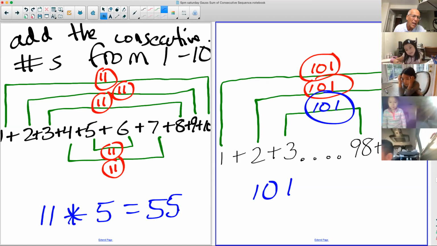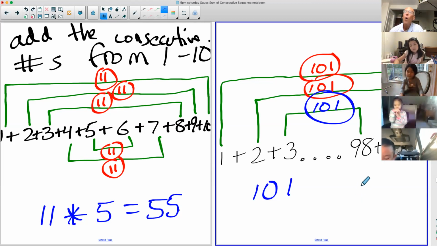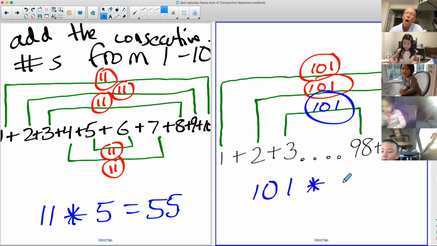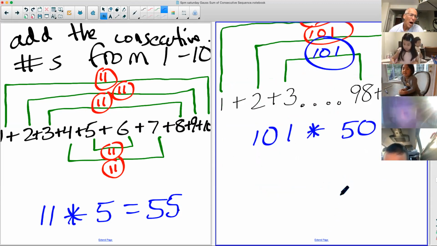Who thinks that they can cut 100 in half? Who thinks that they can do that? We know we can cut 10 in half. Alice, it's you, kid. Go for it. 10. Well, that's half of 20. Really nice job. Valerie? 50. Whoa, everybody write this down. 101 times 50.